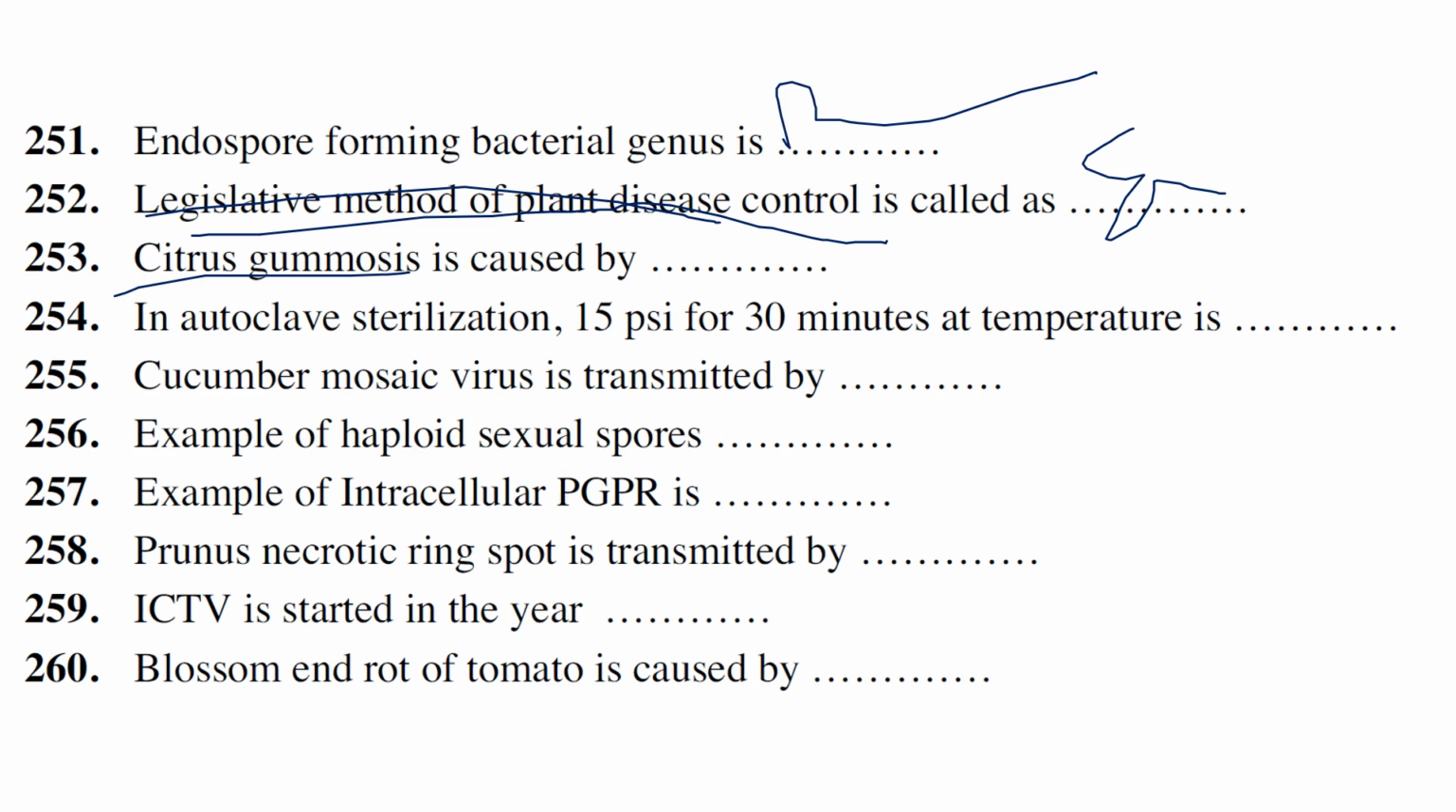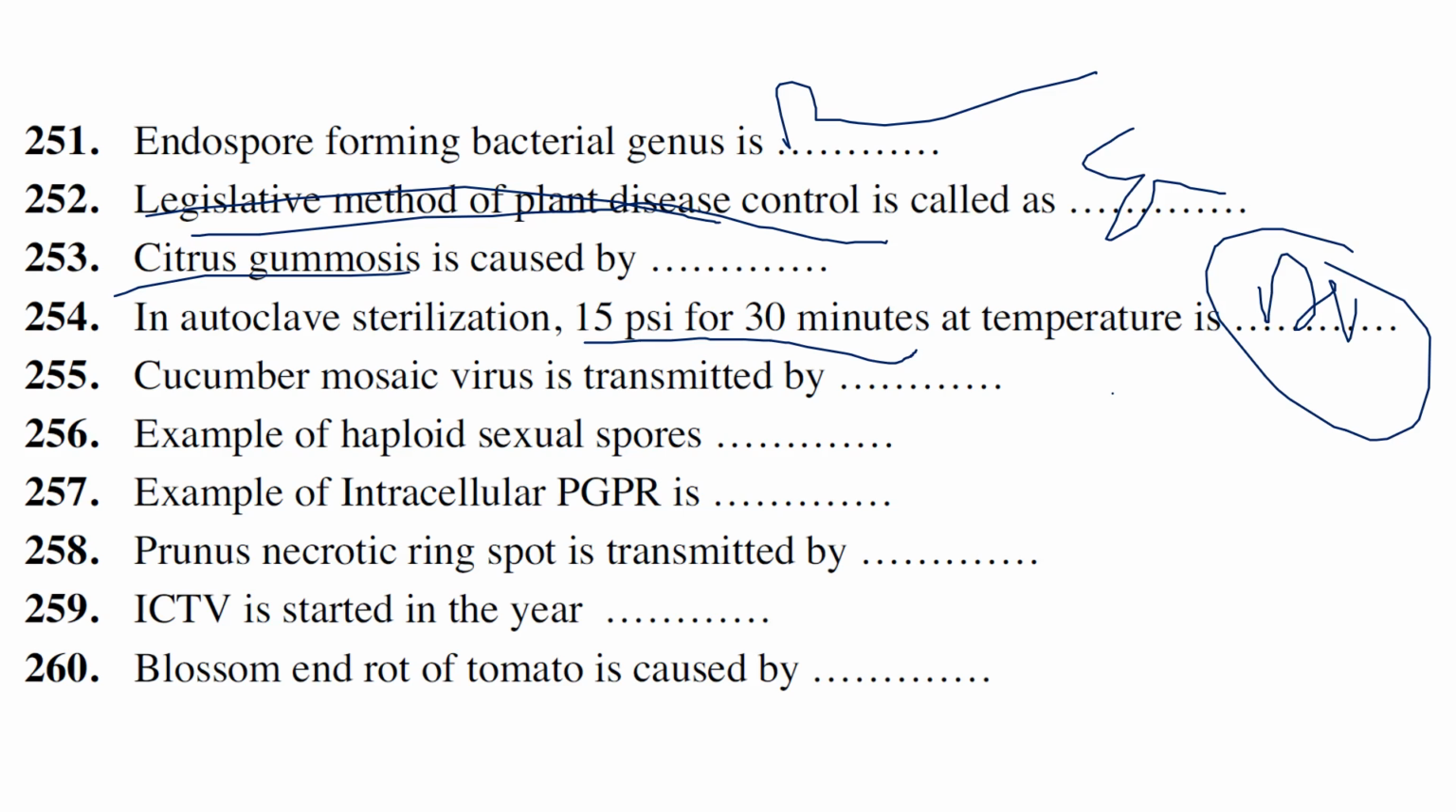Phytophthora is also one species responsible. And in autoclave sterilization, 15 psi 30 minutes at what temperature? So the autoclave temperature is 121.6 degrees Celsius. Sometimes, if 121.6 is not there in the options, then go with 121 degrees Celsius, not a big deal. 121.6 degrees Celsius or 121 degrees Celsius for 15 psi for 15 to 30 minutes.